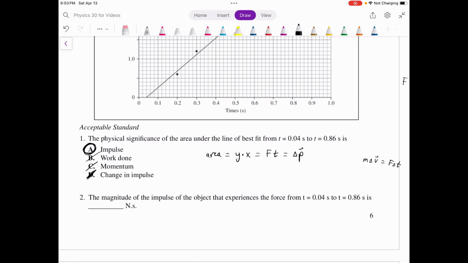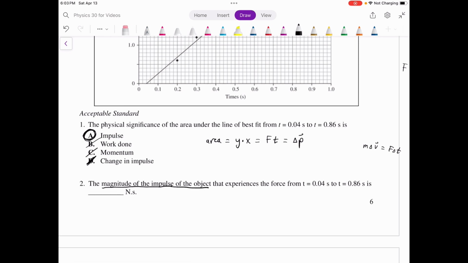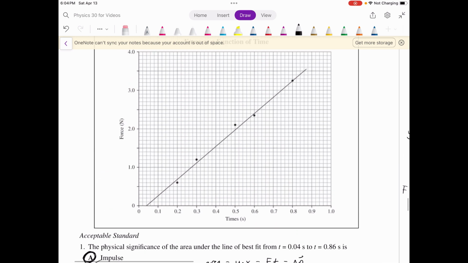Now in number 2 here, it asks us to actually calculate it. So we've worked out that we need to find the area to get the impulse. Now it's saying figure out the impulse using graphical analysis. So the magnitude of the impulse that the object experiences from the force from 0.04 seconds to 0.86 seconds is, we've already established this, right? We need to find the area of that graph. So force times time is y times x, meaning we are finding the area. So let's go ahead and do that.